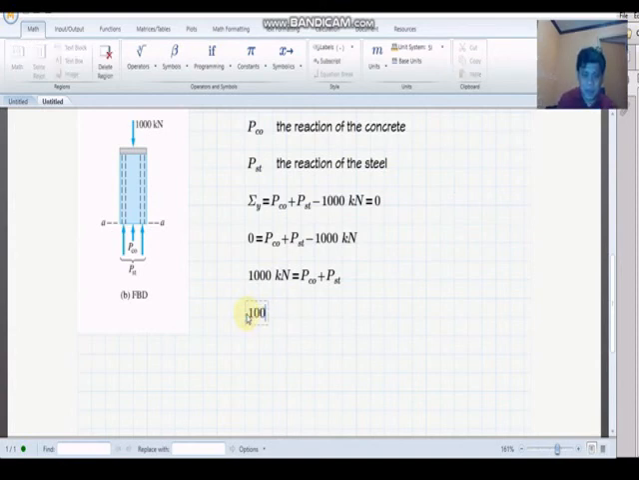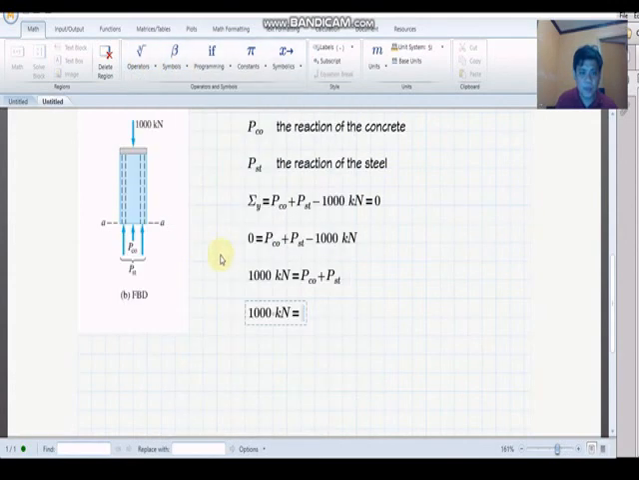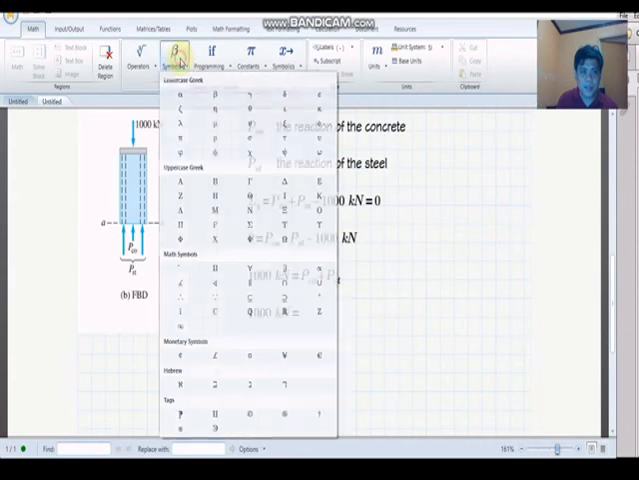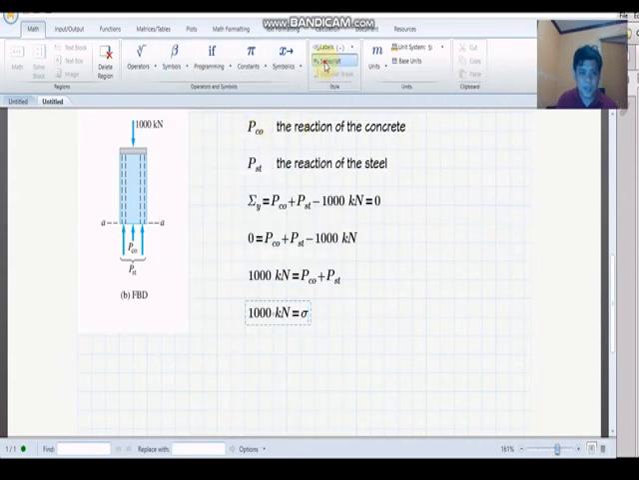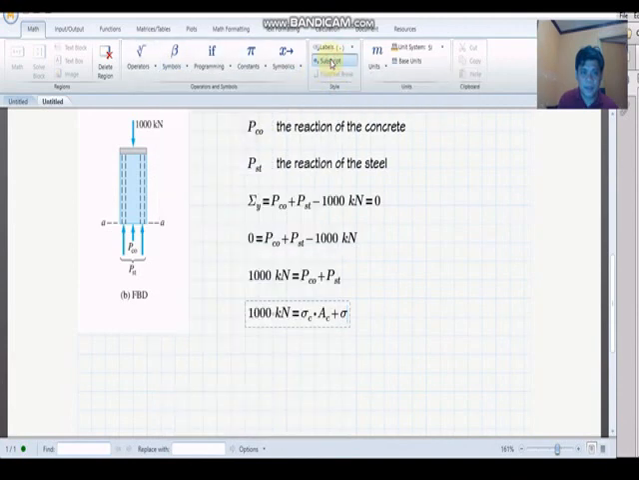So we have now 1000 kilonewton equivalent to, since we know that force is equivalent to the stress times the area, sigma C, the stress at the concrete, times A sub C, the area of the concrete, plus sigma S, the stress for the steel, times A sub S, the area of the steel. So the next step is to solve for AC and AS.